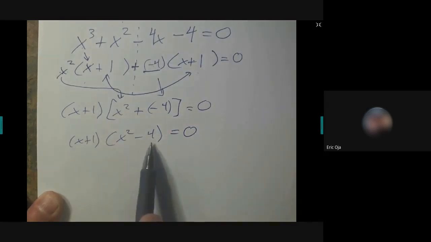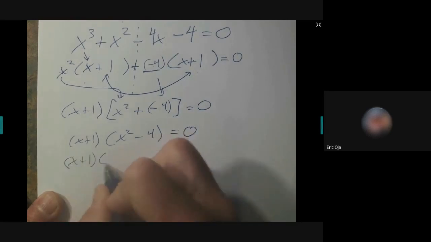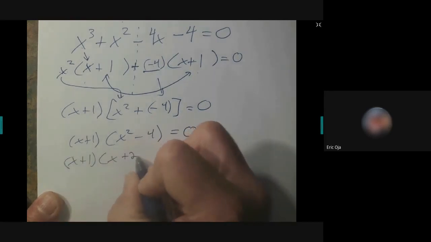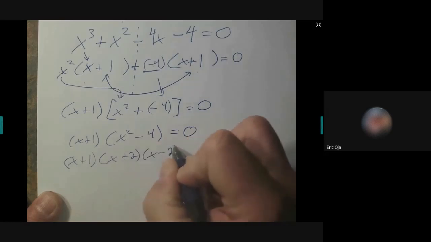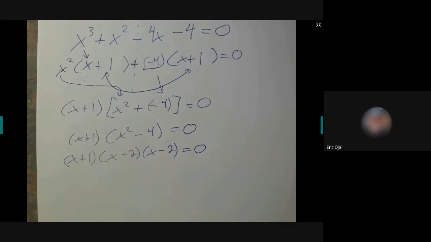And x squared minus 4, well, that's a difference of squares, so I could factor that into x plus 2 and x minus 2. So I end up with x plus 1 times x plus 2 times x minus 2 equals 0. And then I can just set all those equal to 0, so I'd get -1, -2, or positive 2 as my answers. Okay?